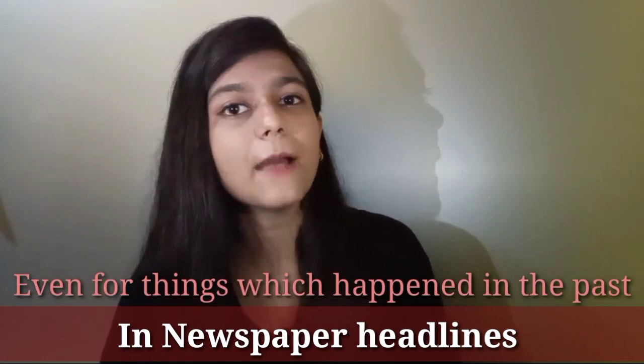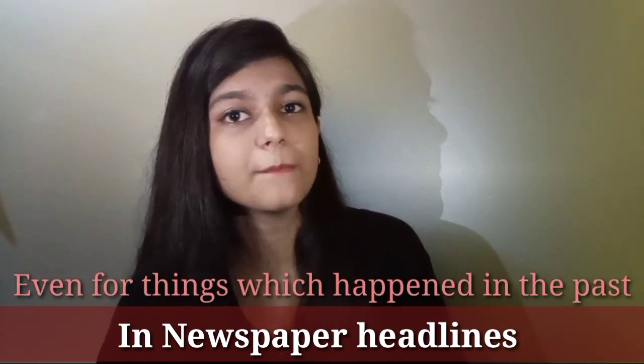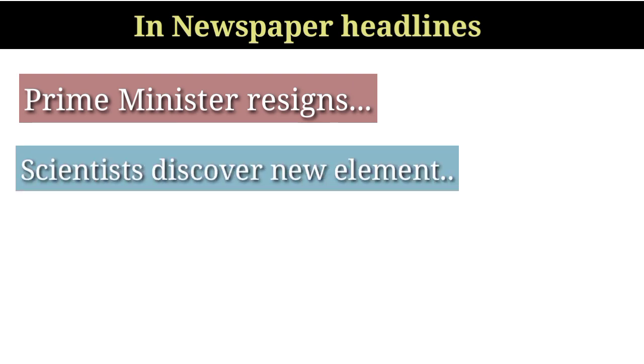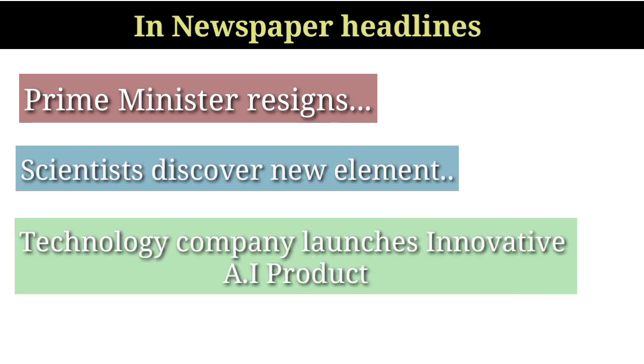Similarly, we use the present simple tense in newspaper headlines, even for things which happened in the past. For example, Prime Minister resigns. Scientists discover new element. Technology company launches innovative AI product.